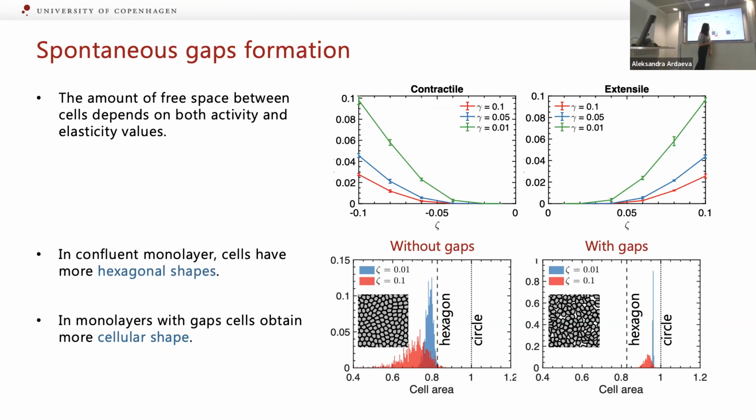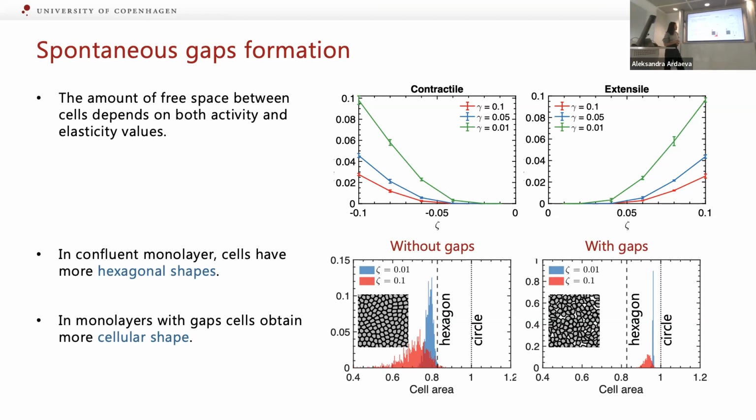Whereas when you introduce higher activities, cells become a bit more circular. Yeah, and there are experiments where they actually see these gaps in monolayers, especially cancer cell monolayers. There are some studies, but we haven't really gone into exploring it and applying this and trying to understand.